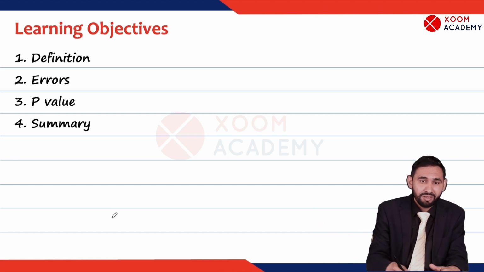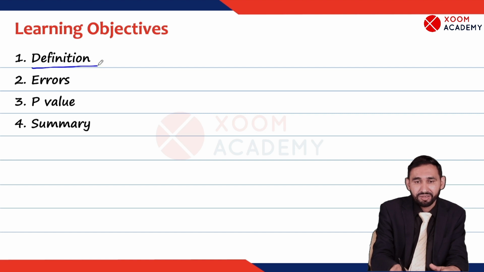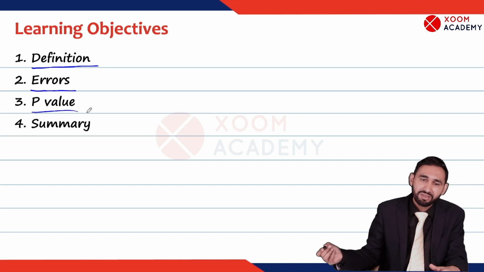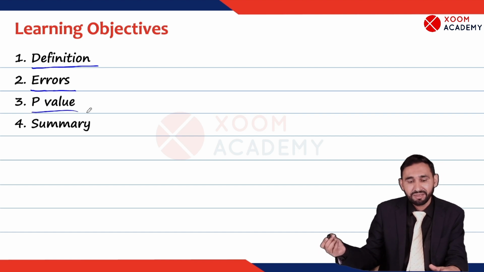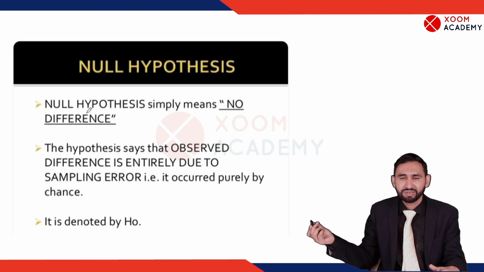First, we'll define what is null hypothesis. Then what error arises from null hypothesis. Then what is p-value or probability value. In the end, we will summarize the session. So let's start with the definition.